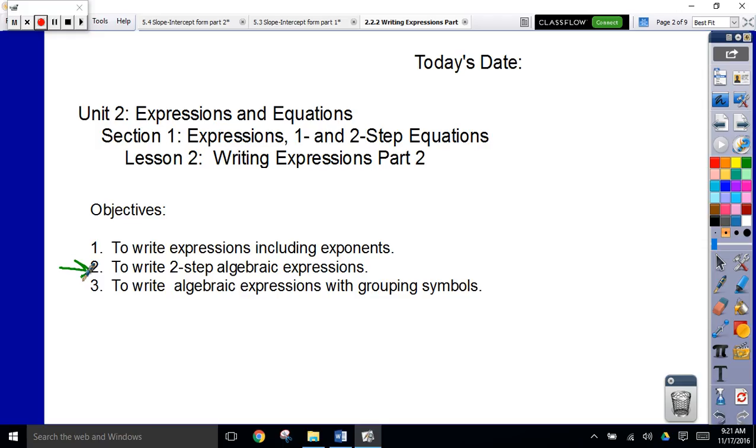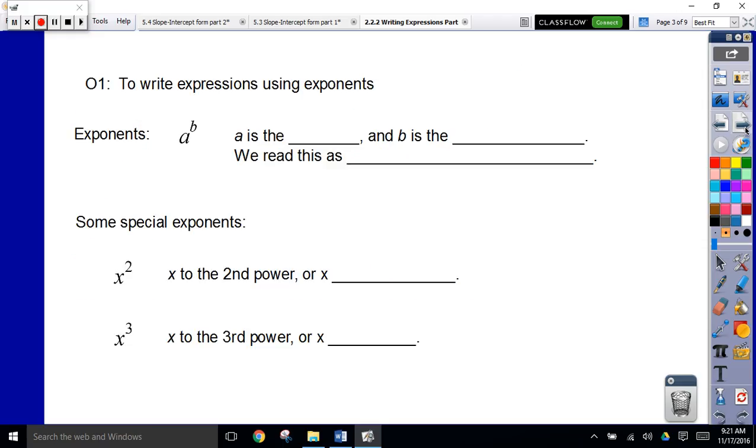doing two-step equations, word problems, and to be successful at that, you need to know how to write two-step algebraic expressions, which your textbook doesn't actually cover. So this is pretty important. And also writing algebraic expressions using grouping symbols such as parentheses. So that's also pretty important. Okay, first is exponents.